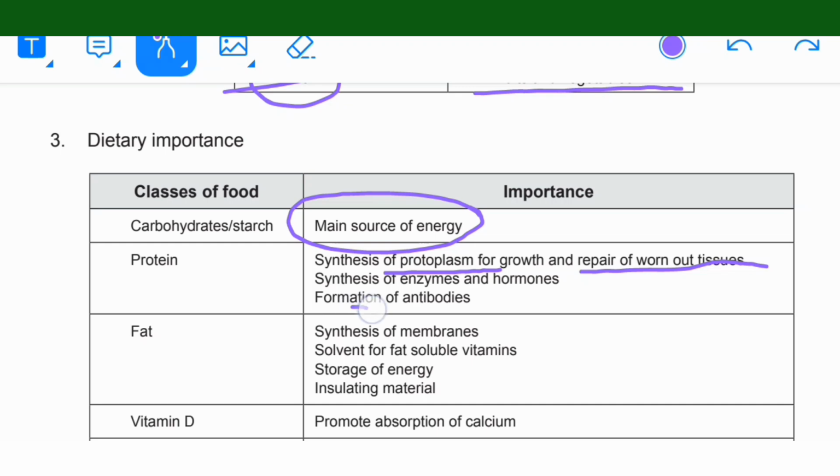Then antibodies. The antibodies are the substances that help to fight antigens. Antigens are things like bacteria and fungi that enter the body. When you eat good protein, that's when you can have enough antibodies to fight off these antigens. The next one is fats.